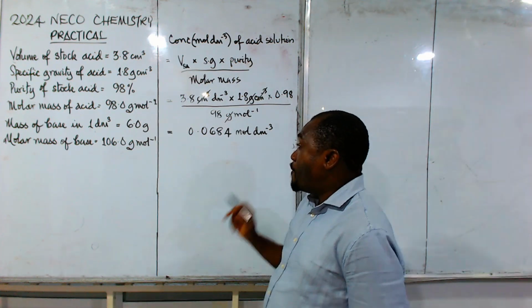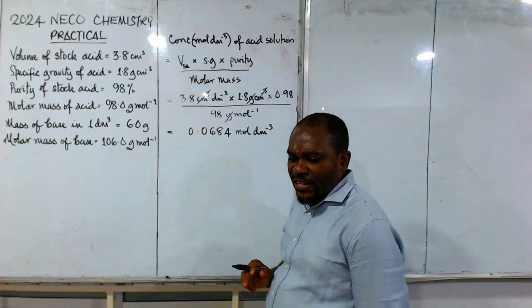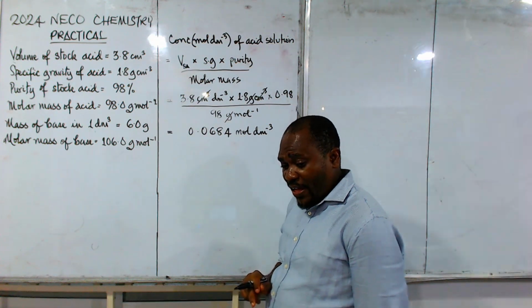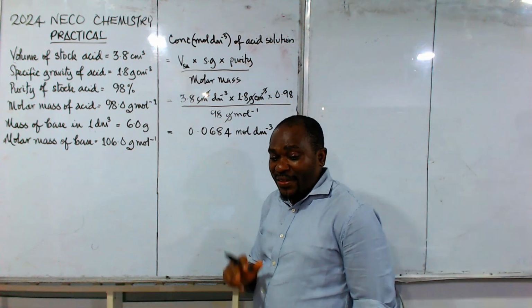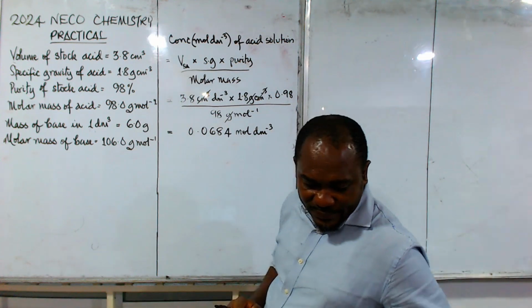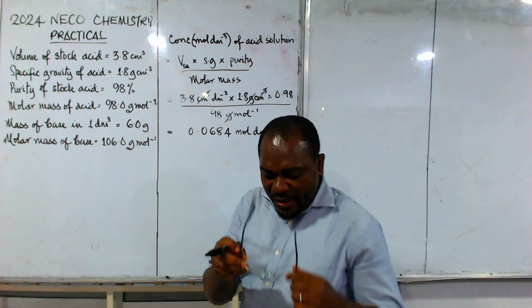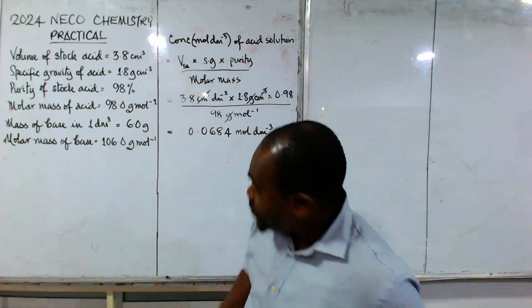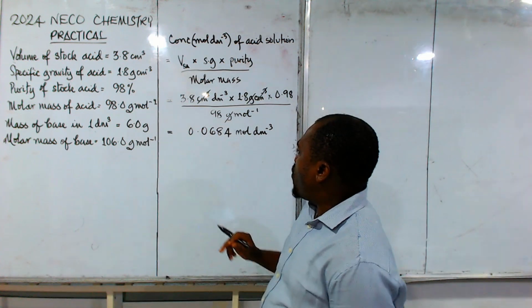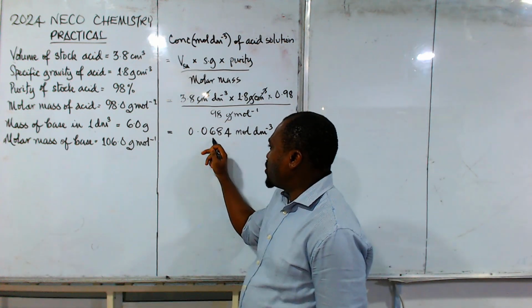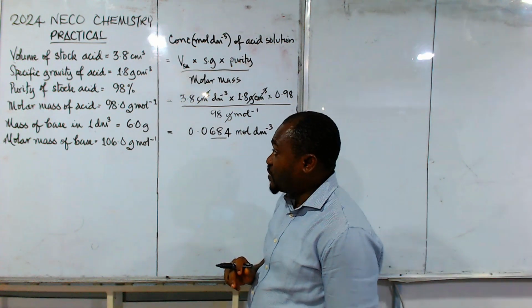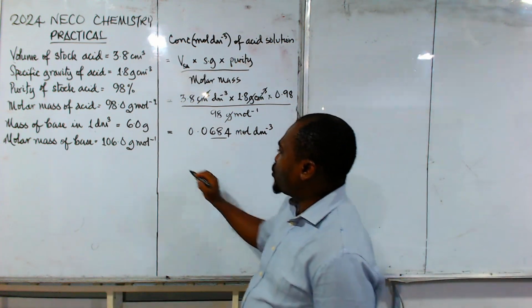0.0684 moles per dm cube. This gives the concentration of the acid you are working with. Are we together? Good. Now the next thing is, let me confirm my calculation. Yes, 0.0684 moles per dm cube. Concentration must be in what? 3 significant what? Figures.